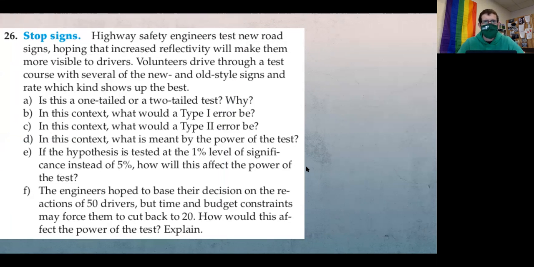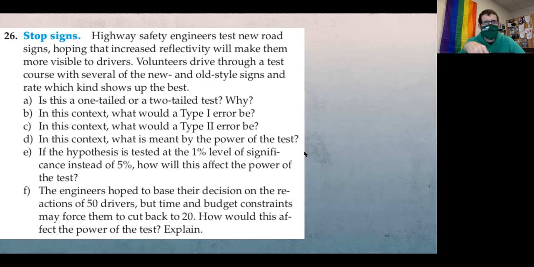Now we've answered some of these. Highway safety engineers test new road signs, hoping that increased reflectivity will make them more visible to drivers. Volunteers drive through a test course with several new and old style designs and rate which kind shows up the best. Is this a one-tailed or two-tailed test?